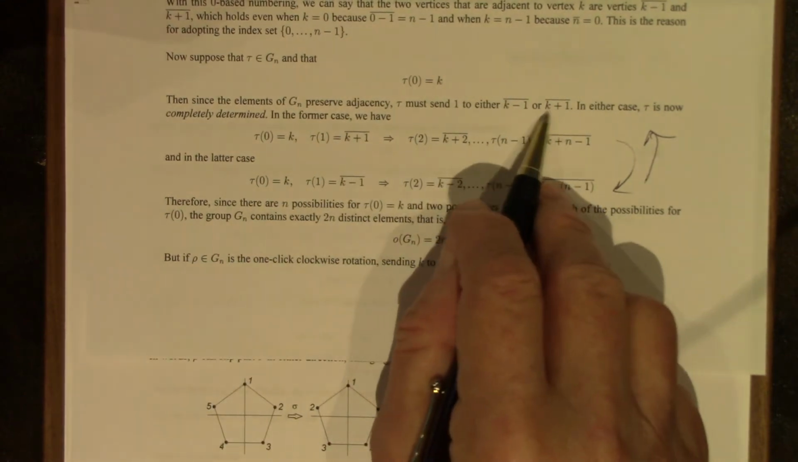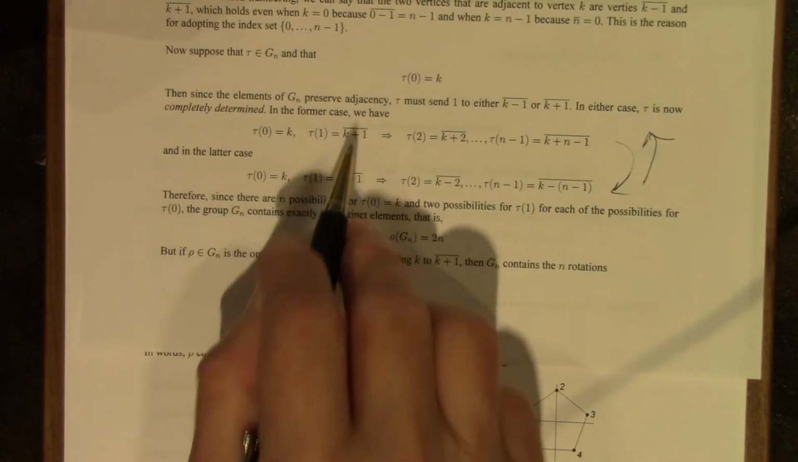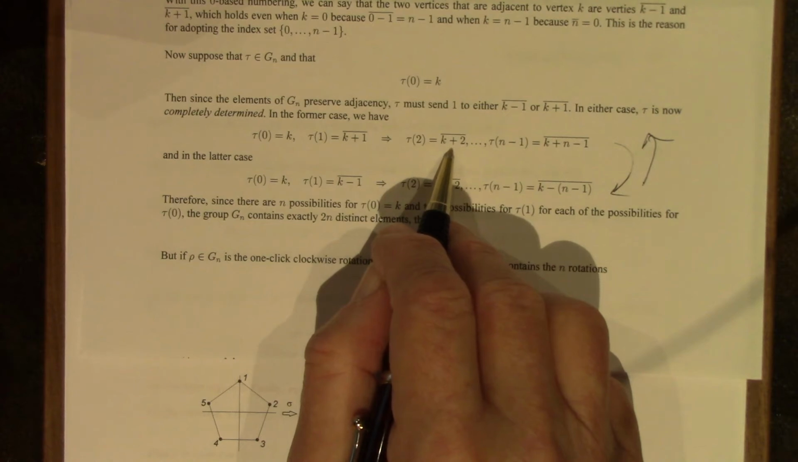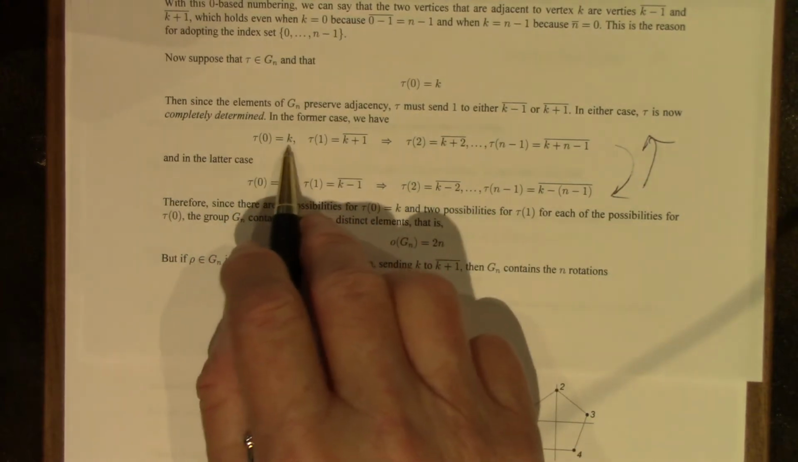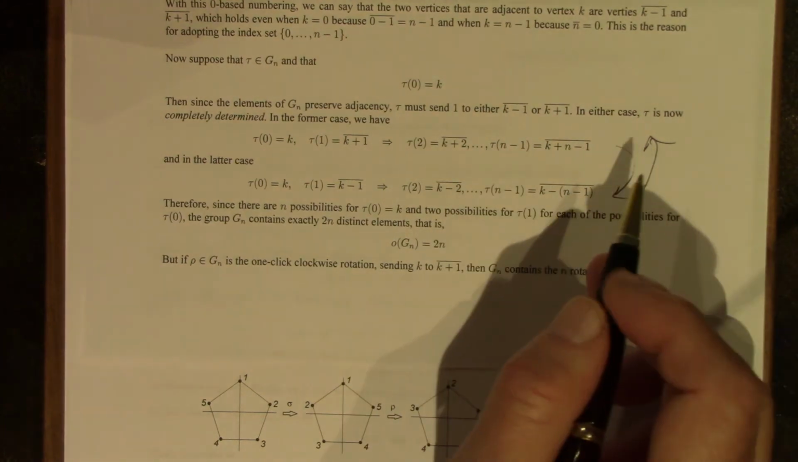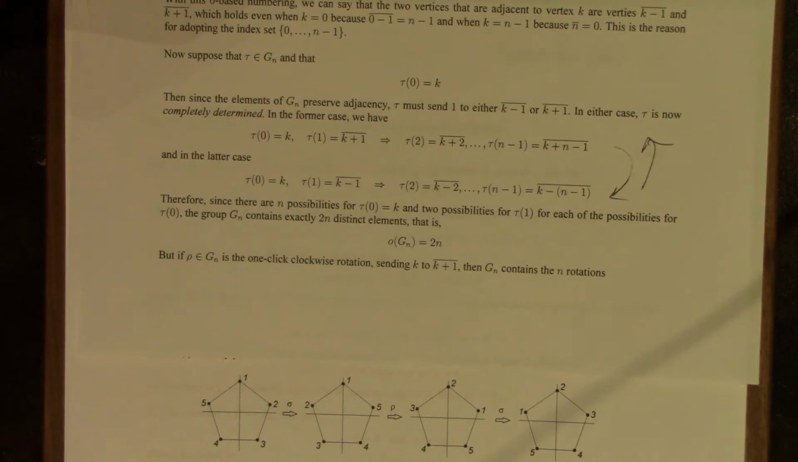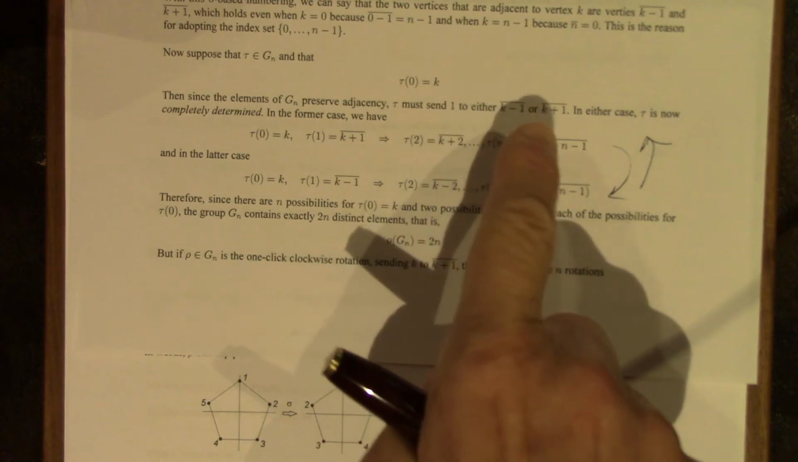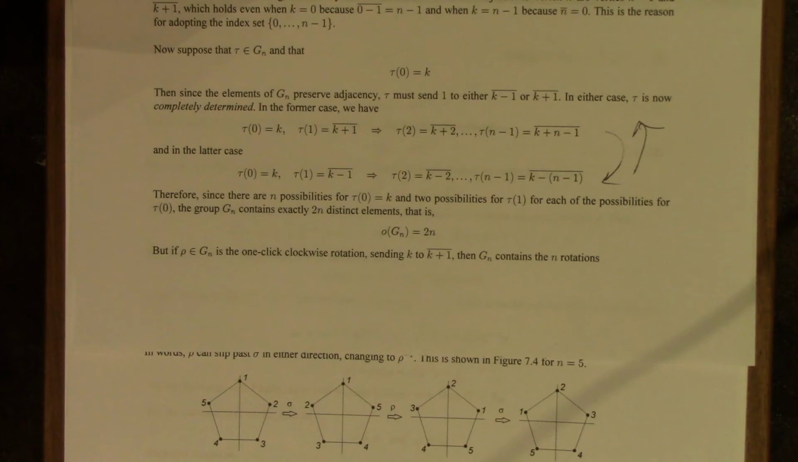In the latter case, where 1 goes to k plus 1 bar, 2 has to go to k plus 2 bar. It can't go to k plus 1 minus 1 bar, because that's k, and 0 is going to k. Remember, these are bijections. So if you know where 0 goes, and you know where 1 goes, there are two choices for where 1 goes. That's it. The rest is determined.